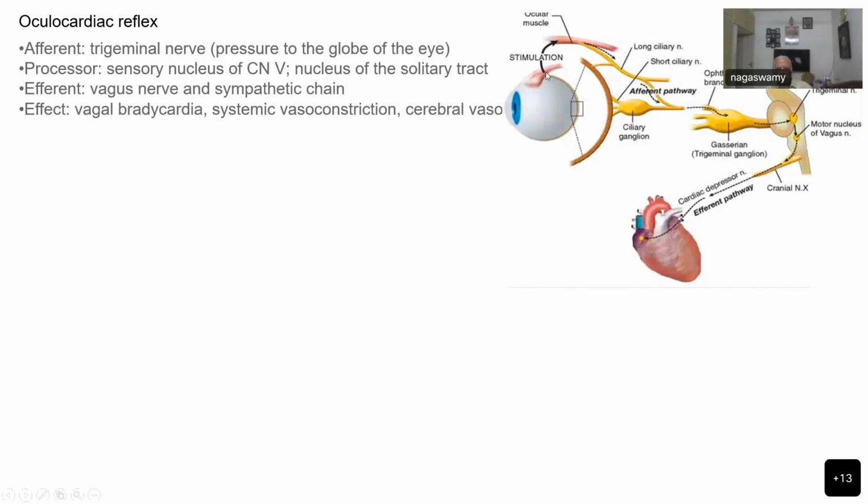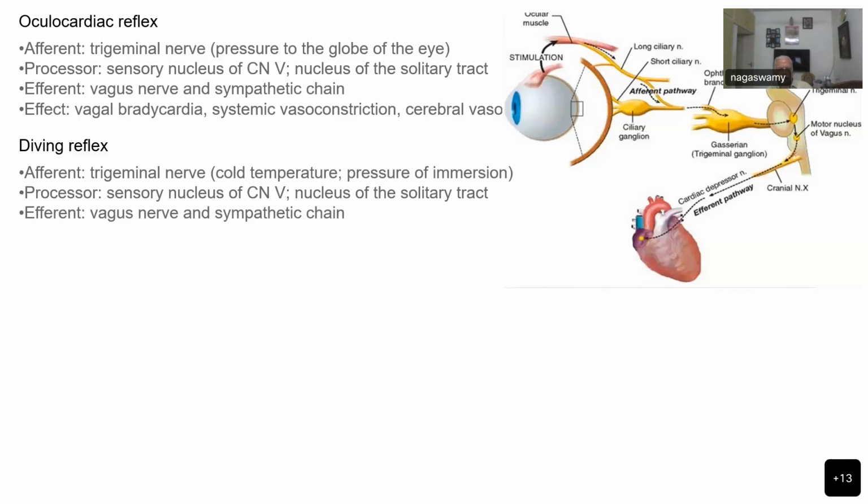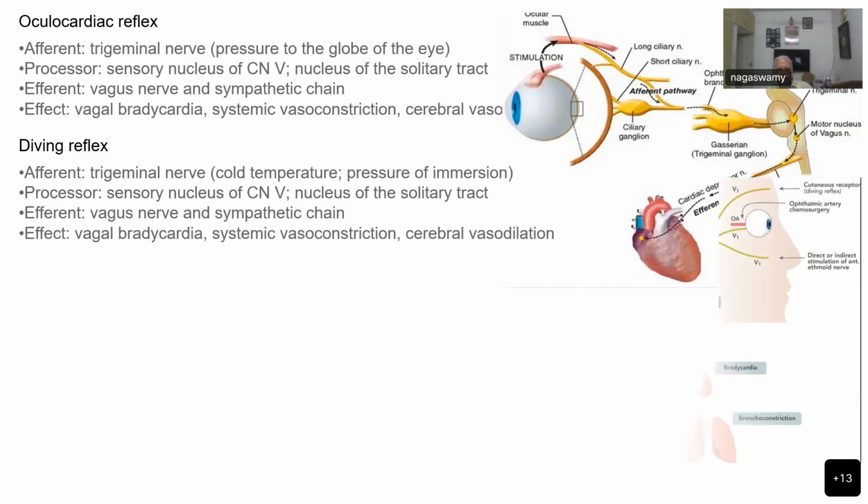So stimulation from the eyeball or the eye muscles is carried by long ciliary and short ciliary nerves going to the Gasserian or trigeminal ganglion, which has connection to the motor nucleus of the vagus, and then the effect is due to the vagus nerve. And the diving reflex: afferent is trigeminal, and the stimulus is cold temperature or pressure, and the processor is the fifth cranial nerve and nucleus of the solitary tract, and the efferent is vagus nerve and sympathetic chain, and the effect is vagal bradycardia, systemic vasoconstriction, and cerebral vasodilatation.